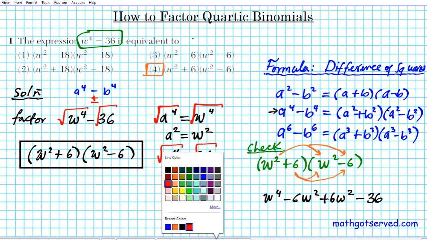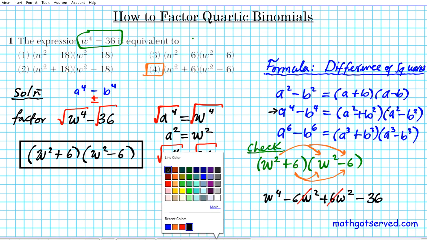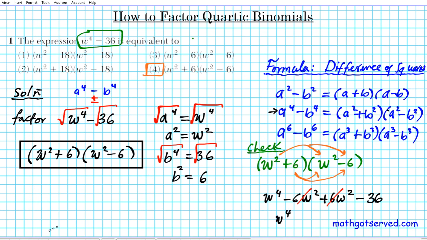Now if you take a look at the center terms, they're opposites of each other, so they take each other out. Our expanded form of the result is w to the fourth minus 36. Now, is this the same as what we started with? It certainly is. So that shows for certain that our answer is correct.